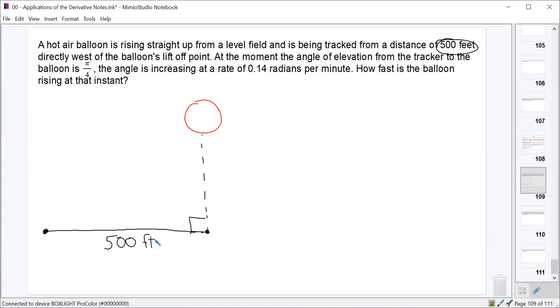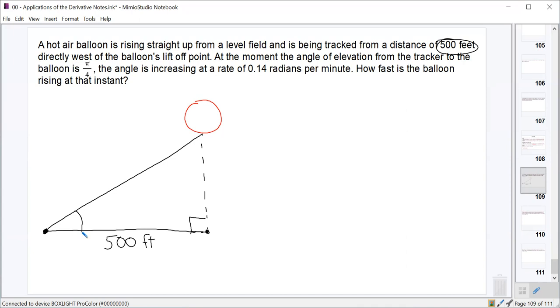And it says at the moment the angle of elevation from the tracker to the balloon is pi over 4. The angle is increasing at this rate of 0.14 radians per minute. So I'm going to draw a line from the tracker, us, to the balloon. And we've got an angle here that it's talking about.